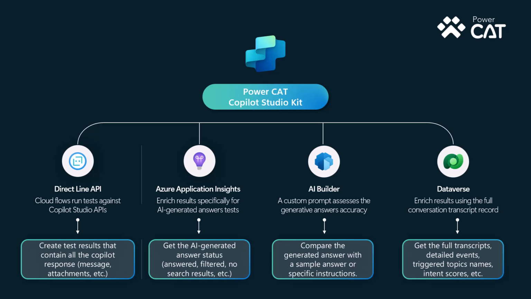It also has capabilities with AI Builder. So if you're going to have generative AI responses, you need a way to check those because it's not going to come back with a direct match. So that's one of the reasons why you'll see AI Builder as part of this.